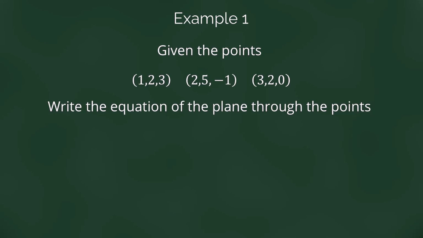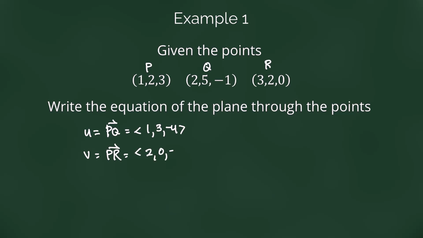Let's let u be the vector that connects this point, we'll call these P, Q, and R. So let's let u be the vector that connects P to Q. Since P and Q are in the plane, the vector that connects them must be too. So that's going to be the vector 1, 3, negative 4. Similarly, let's let v be the vector PR, not P times R. And that's going to be the vector 2, 0, negative 3.